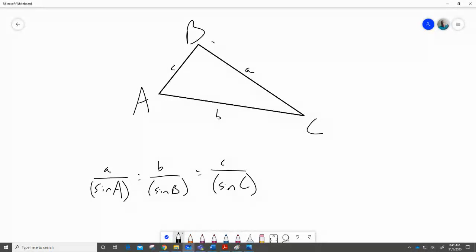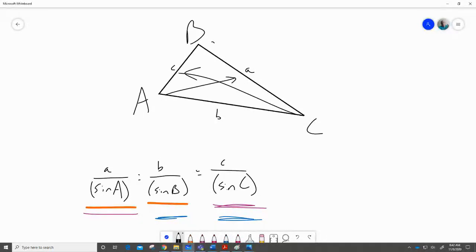And again, we're never going to do an equation with three different things. So we could make this equal to this. We can make a over sine A equal to c over sine C. We can do b over sine B equal to c over sine C. So any combination of those things works. We just have to make sure that on the same fraction, we're working side and angle together.